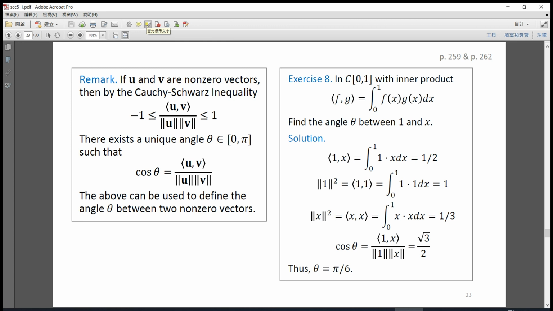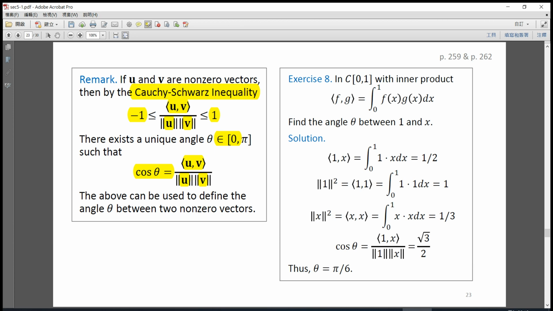If u and v are non-zero vectors, then by the Cauchy-Schwarz inequality, we know the inner product of u and v divided by the norm of u times the norm of v. This ratio is between -1 and 1. So there exists a unique angle theta in the interval between 0 and pi, such that cosine theta equals the ratio. This means we can use the inner product to define the angle between two non-zero vectors.